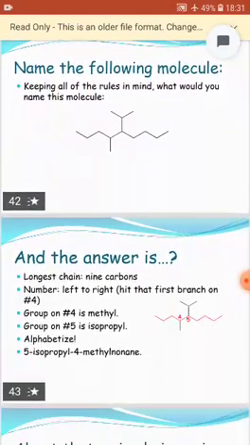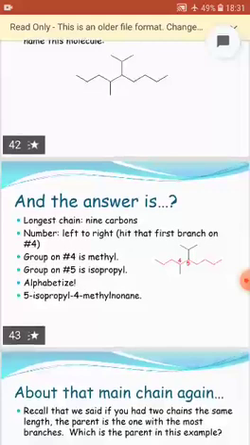Longest chain, 9 carbons. Number left to right. The group on 4 is methyl, the group on 5 is isopropyl. Alphabetize: 5-isopropyl, 4-methylnonane.